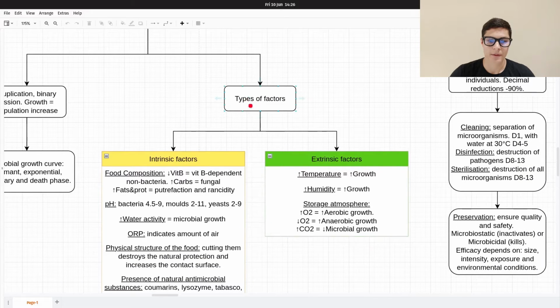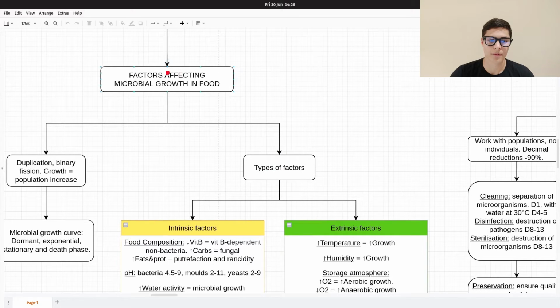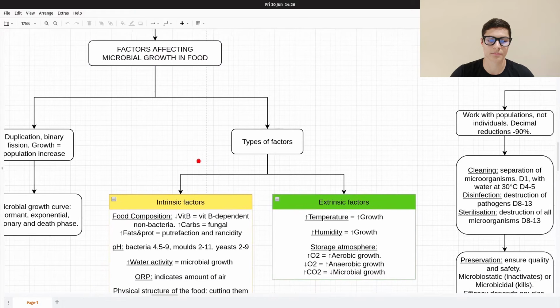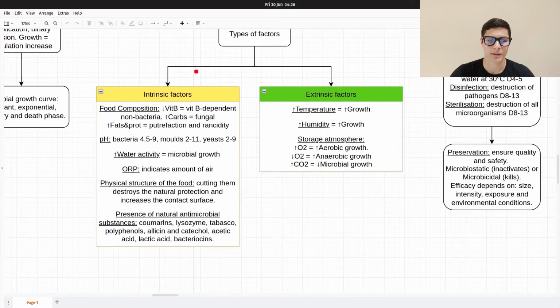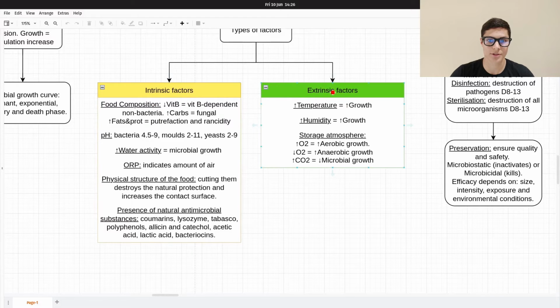And then the types of factors we have for actually controlling the microbial growth in food are the intrinsic factors and the extrinsic factors. The intrinsic factors are like food composition. If the food has low vitamin B, this all the group B of vitamins. If you want to know more about vitamins, check my video on vitamins in the nutrient description series.